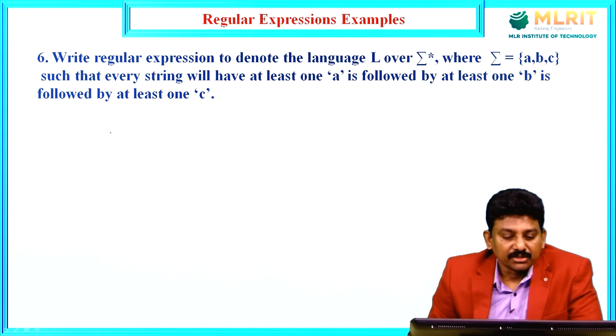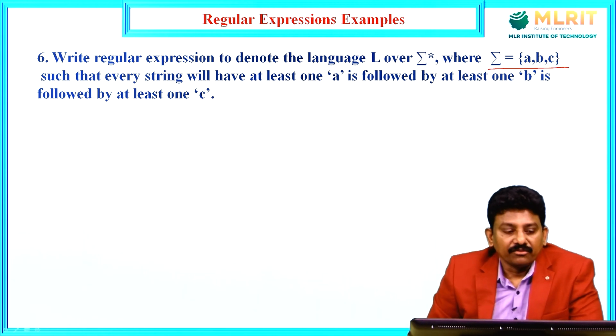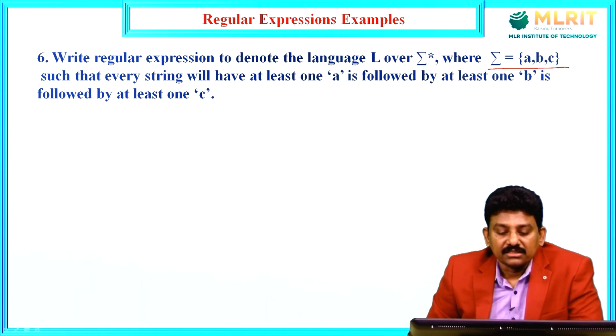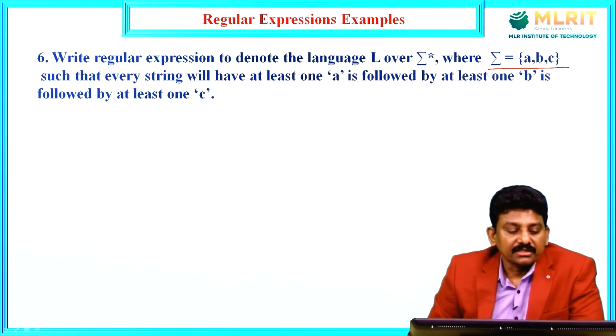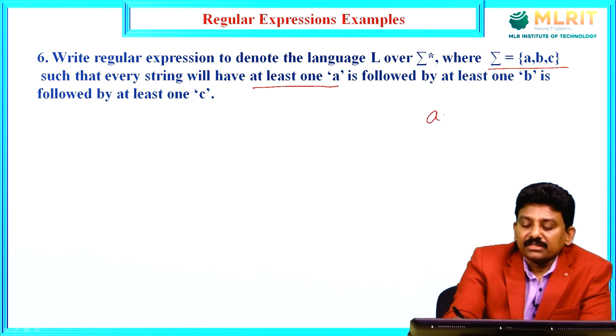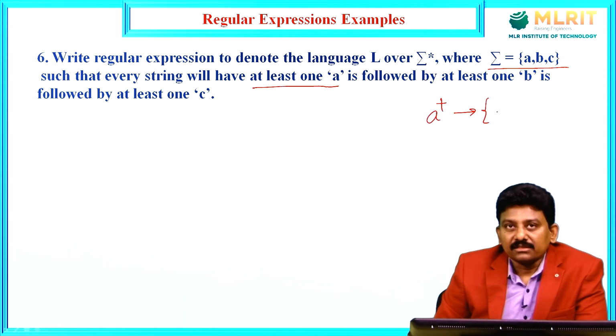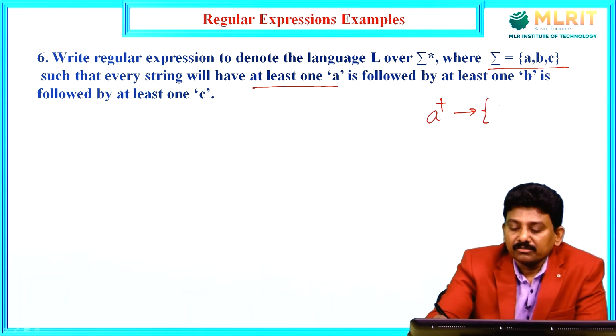Write regular expression to denote the language L over sigma star, where sigma is equal to {A, B, C}, input alphabet is ABC, such that every string will have at least one A followed by at least one B followed by at least one C. At least one A means A plus. That means minimum length is 1. There is no epsilon.